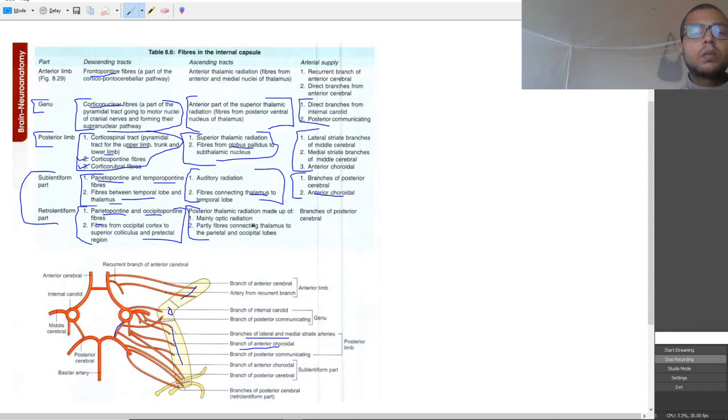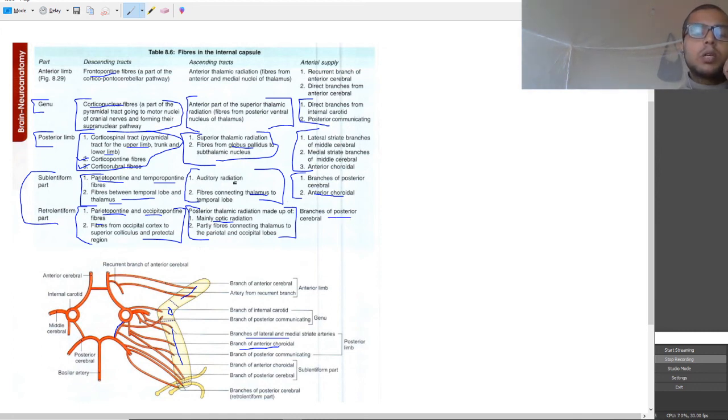What is it made of? It is mainly optic radiation and partly fibers connecting the thalamus to the parietal and occipital lobes. And this is also supplied by the posterior cerebral artery.